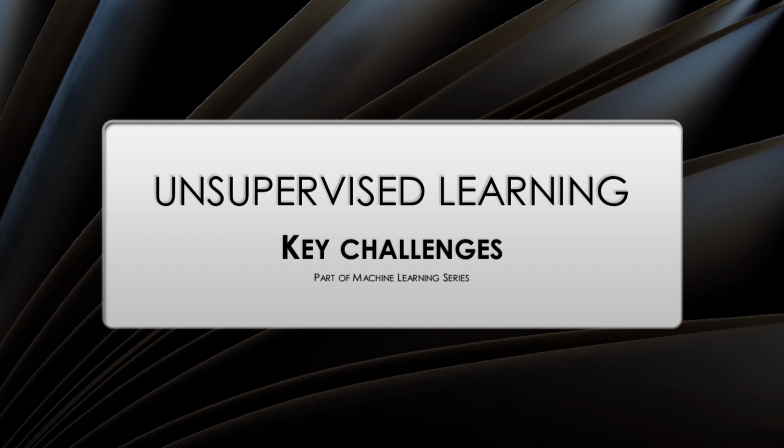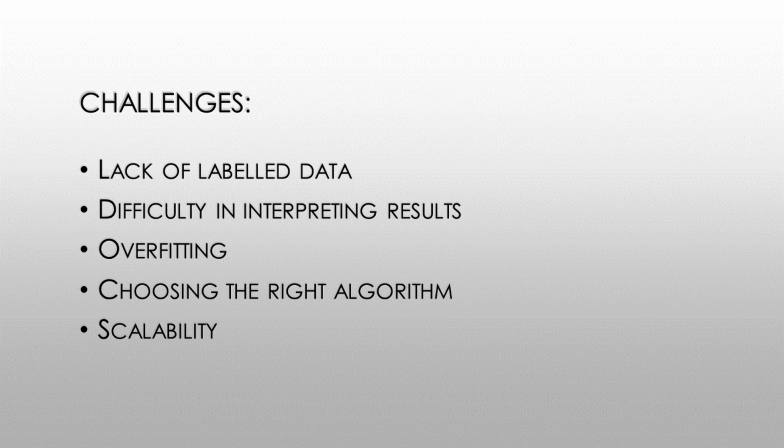So there are a couple of key challenges related to unsupervised learning. Let's see them one by one. Lack of labeled data. In unsupervised learning, the model is not provided with labeled data, which makes it difficult to evaluate the performance of the algorithm. This means that the algorithm has to rely solely on the intrinsic structure of the data to identify patterns and relationships.